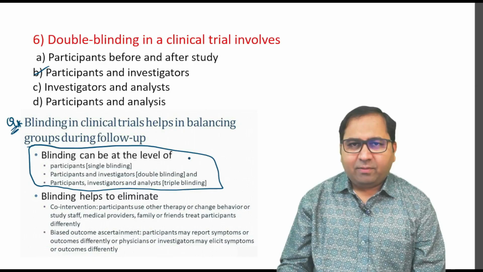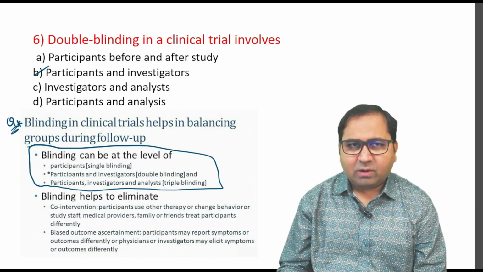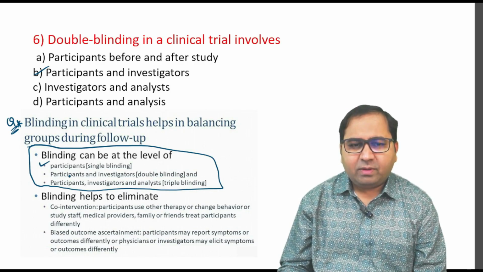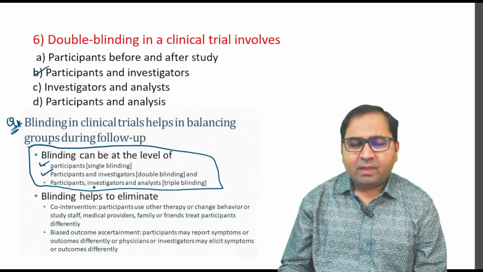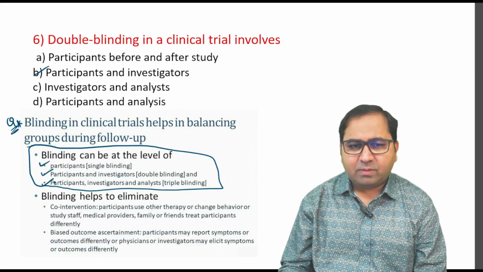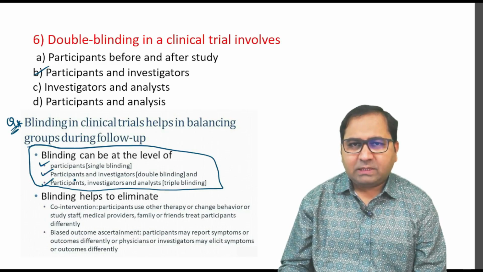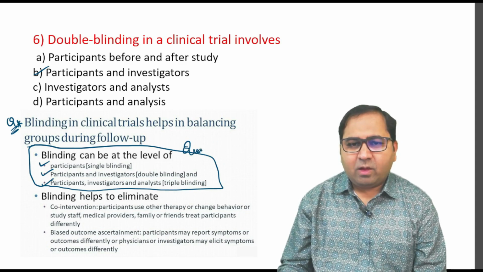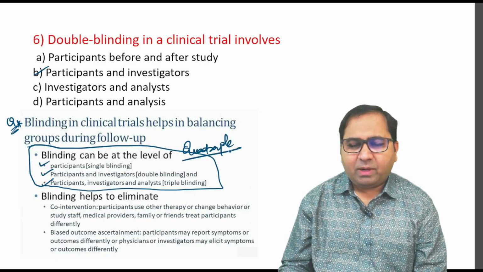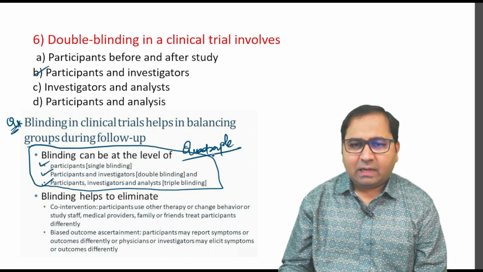Blinding can be at many levels. If it is only at the level of the participant, then it is called single blinding. If it is at the level of both participants and investigators, then it is called double blinding. If participants, investigators and analysts, all three are involved, then it is called triple blinding. Please remember this point. Participant is single, participant plus investigators are double, participants, investigators and analysts are triple blinding. There is another word called quadruple blinding, where there will be involvement of participants, investigators, analysts plus caretakers plus caregiving people. Okay, please remember this point.